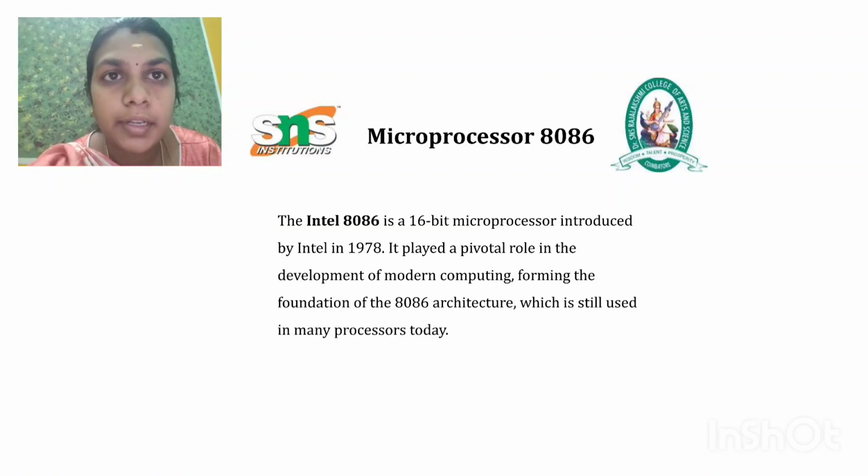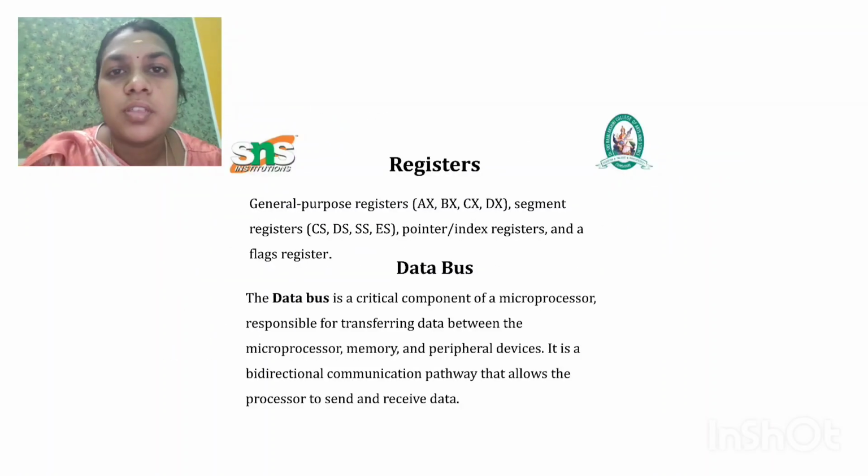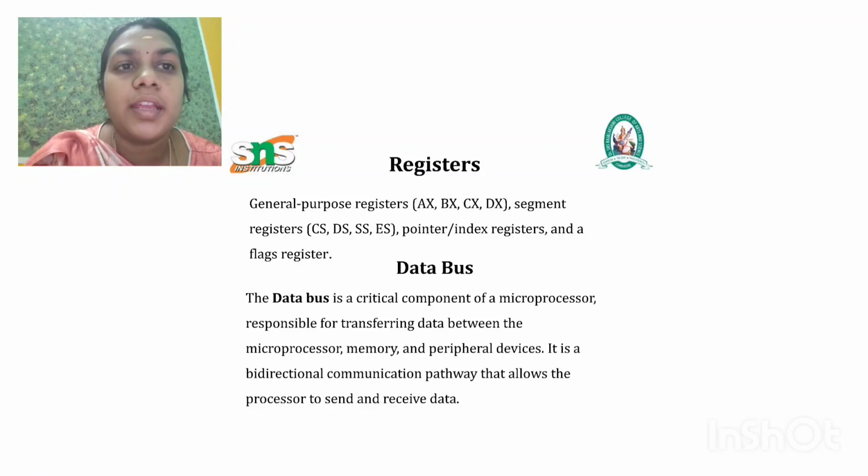This is the read write control logic system. And then registers. The general purpose registers include AX, BX, CX and DX. The segment registers are CS, DS, SS and ES. Then pointers or index registers and flag registers.